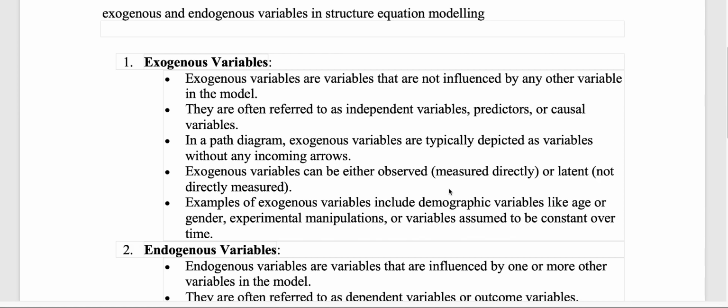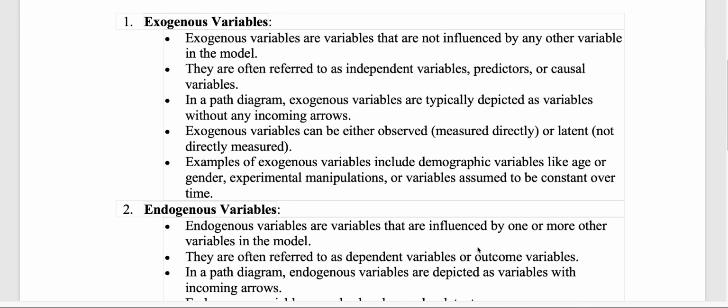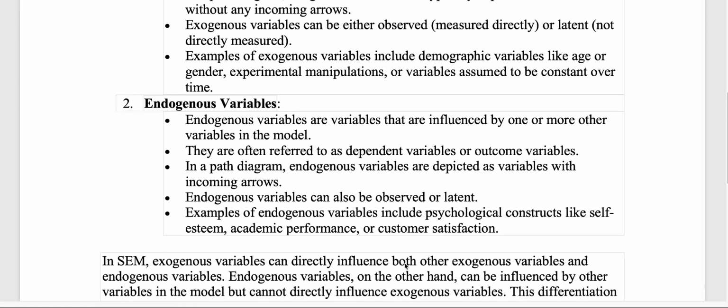Exogenous variable can be either observed, measured directly, or latent, not directly measured. Examples of exogenous variable include demographic variables like age or gender, experimental manipulation, or variables assumed to be constant over time. Let's talk about the endogenous variable.